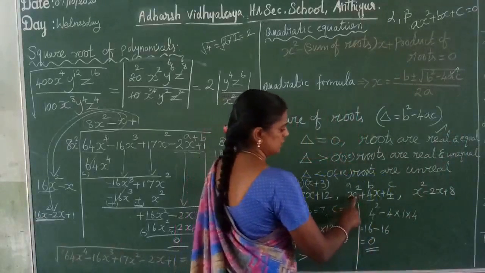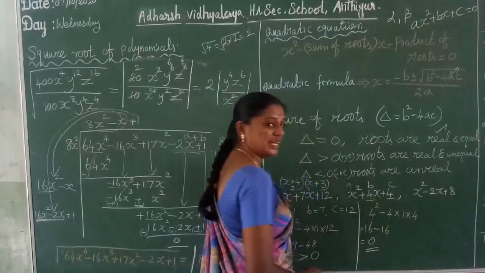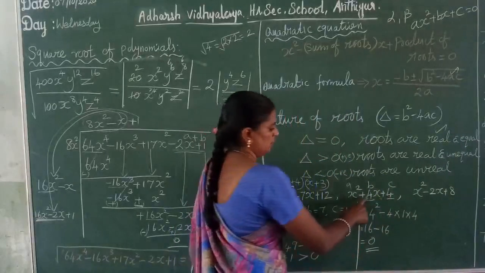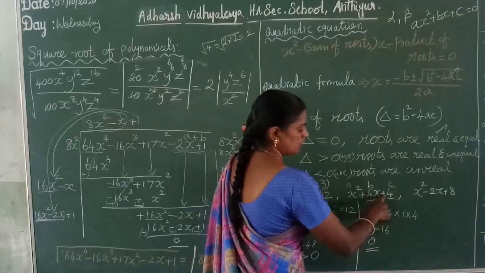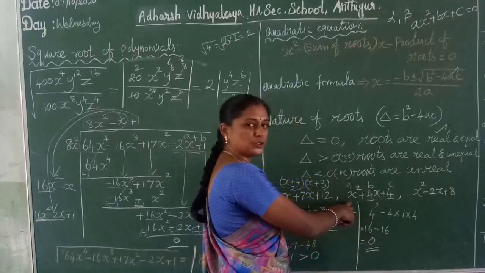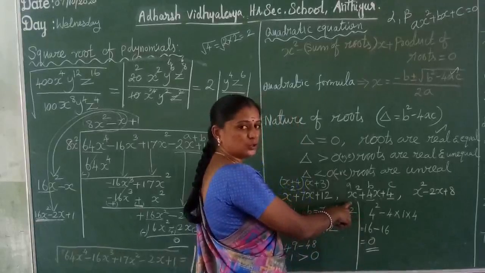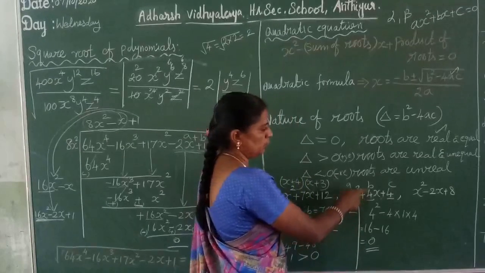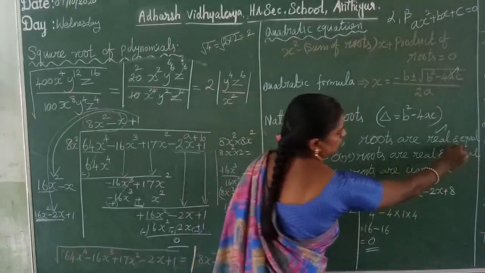So factorize x square plus 4x plus 4 means x square plus 2 into 2x plus 2 square. So this can be written as (a plus b) whole square. So (x plus 2) whole square, so x plus 2 into x plus 2. So both answers are equal.